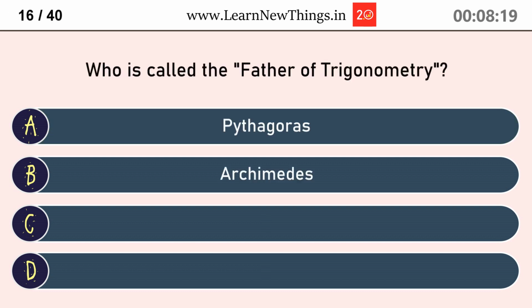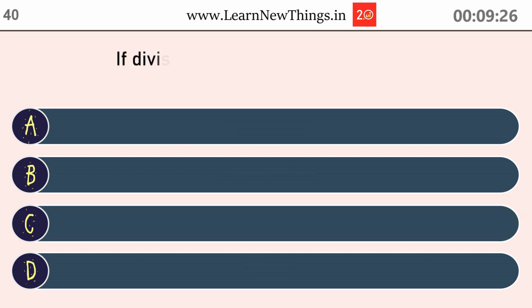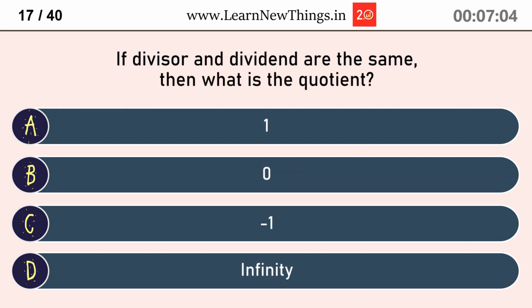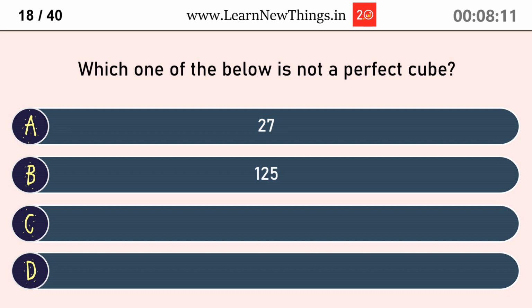Who is called the father of trigonometry? Hipparchus. If divisor and dividend are the same, then what is the quotient? 1. Which one of the below is not a perfect cube? 225.